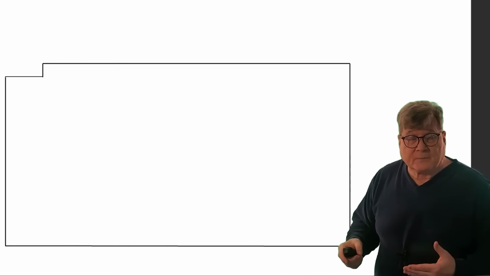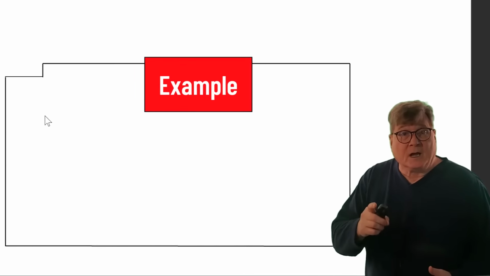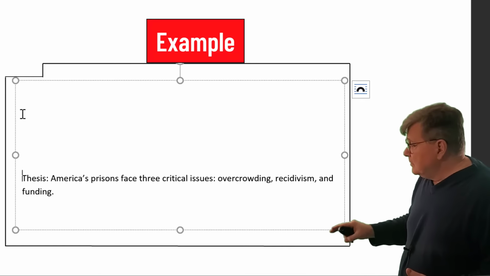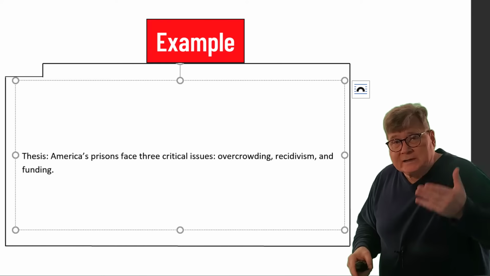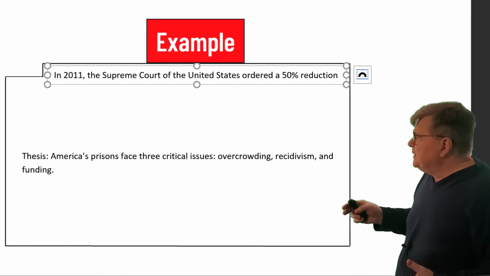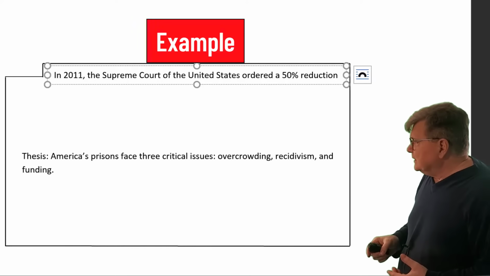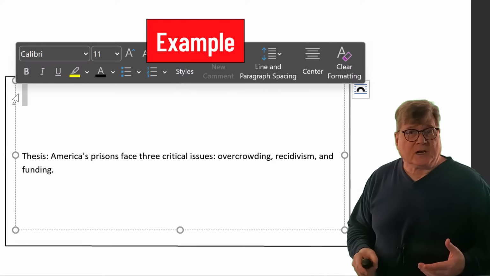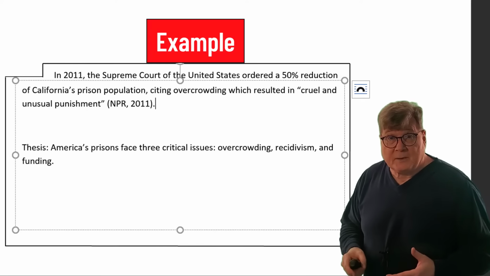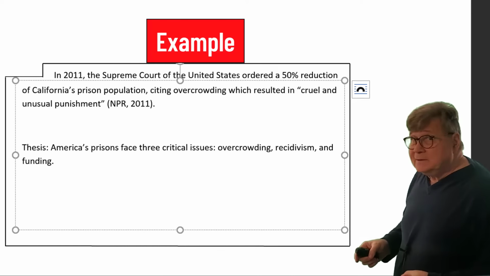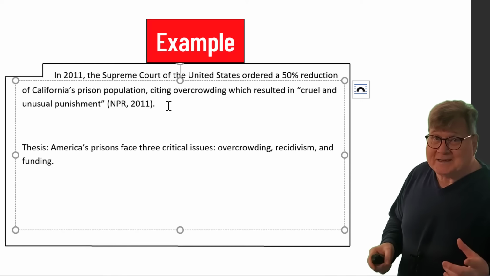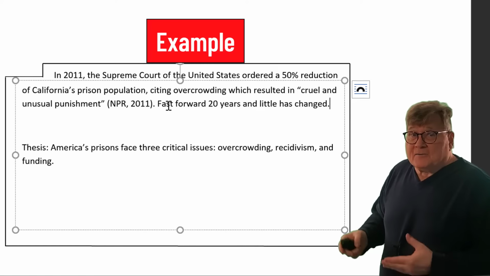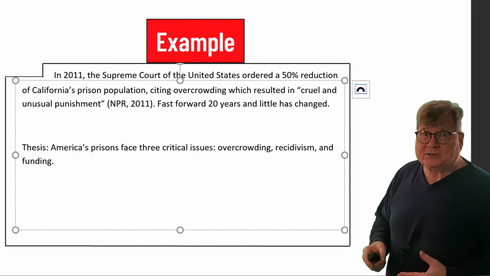And we could do the same thing with any of the other hooks that we've identified. Let's use the example hook. Again, we put our thesis at the bottom of the intro paragraph. Then all we do is present an example and gradually lead to the thesis. In 2011, the Supreme Court of the United States ordered a 50% reduction of all of California's prison population, citing overcrowding that resulted in, quote, cruel and unusual punishment. Citation, NPR 2011. Fast forward 20 years and little has changed.